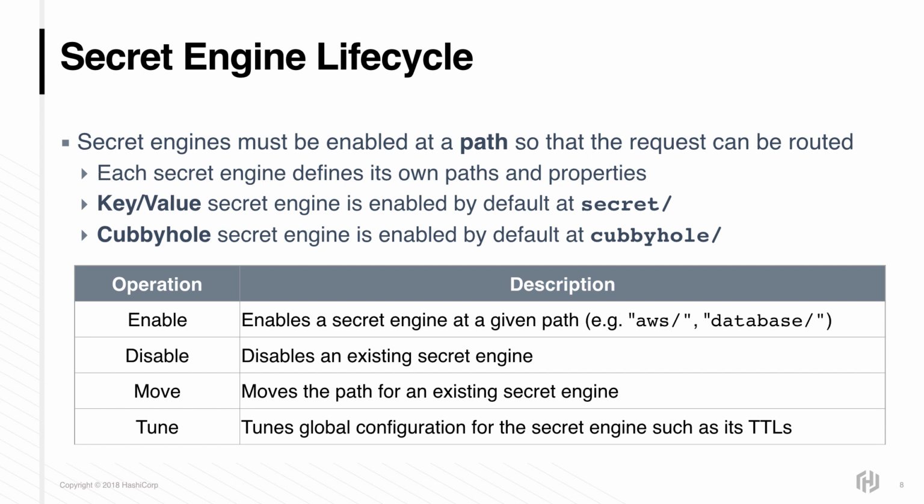Move operations move the path for an existing secret engine. This process revokes all secrets since secret leases are tied to the path they were created at. The configuration data stored for the engine persists through the move. Tune operations tune global configuration for the secret engine, such as time to lives, or TTLs.